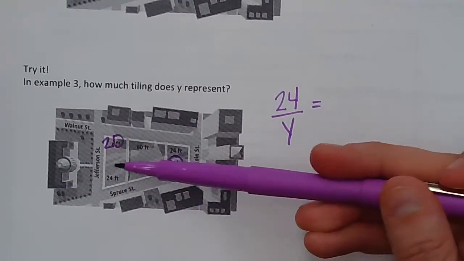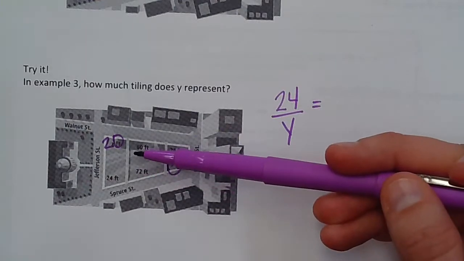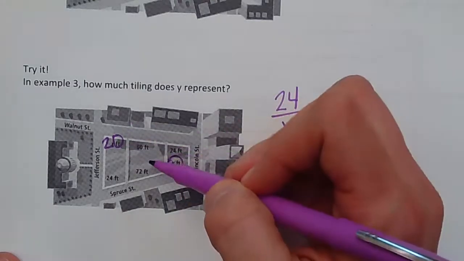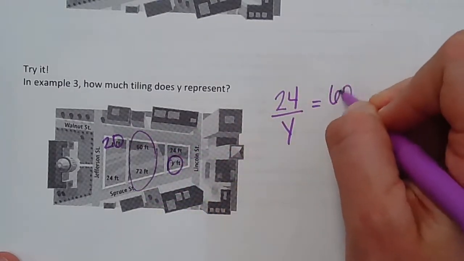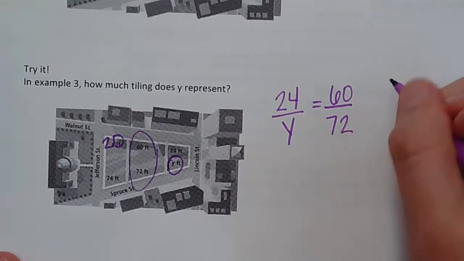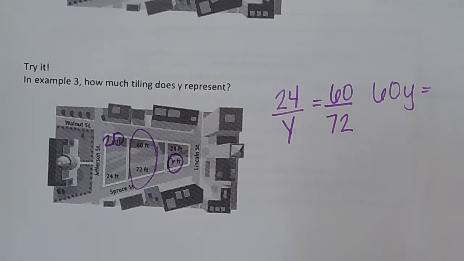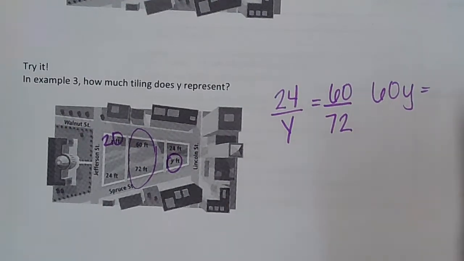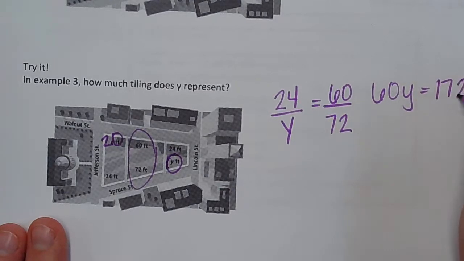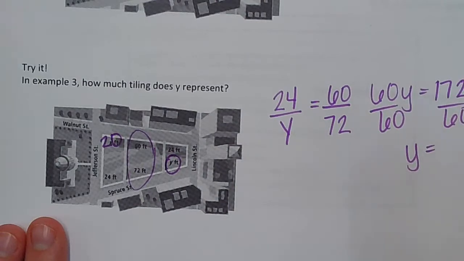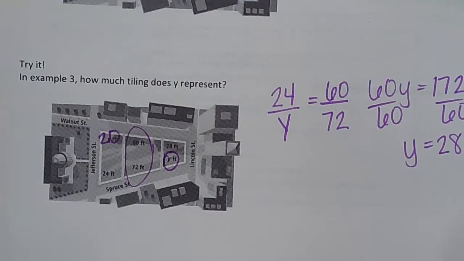So I actually could choose between either one of these. However, I always stand by, whenever possible, not using the one that you found, just in case you made an error. So let's go with this one because we cannot possibly get it wrong. 24 times 72, we get 60y equals 24 times 72 is 1,728. Divide by 60, y equals 28.8 feet. Oops, I'm sorry. And that's it for that part.